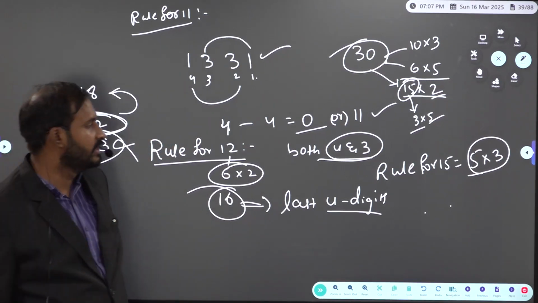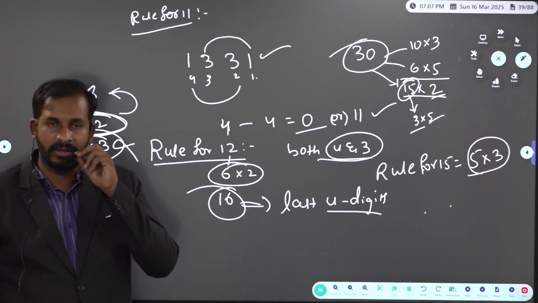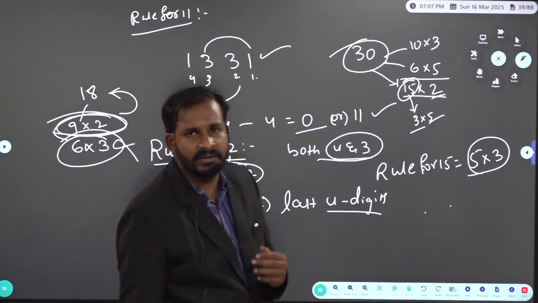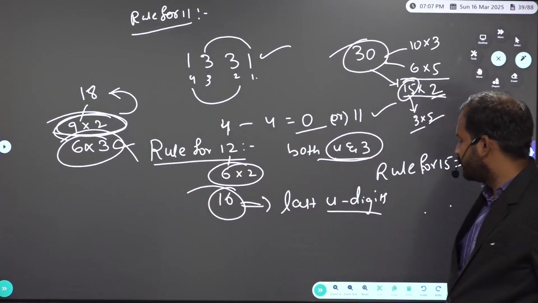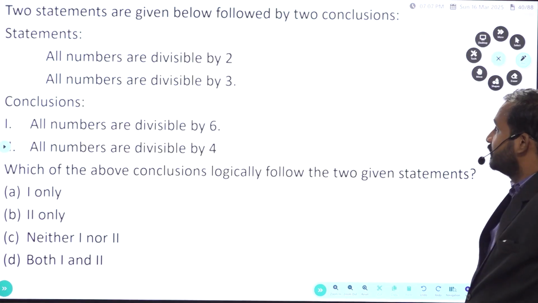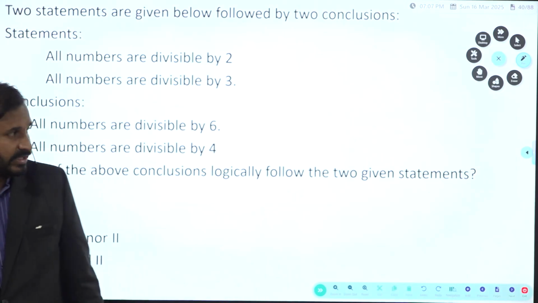So simply the product of two co-primes. We will see any two co-primes product and we will check whether the given number is divisible by those co-prime numbers or not. If they are divisible, then that number is divisible by the given number. Like this we are going to see. Now we will see some of the questions from these divisibility rules.